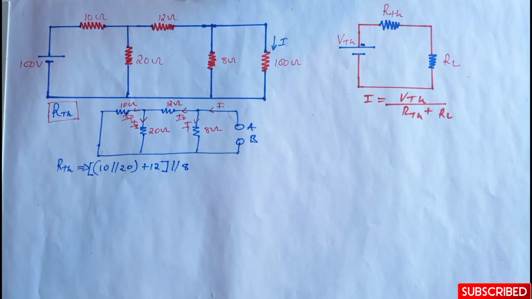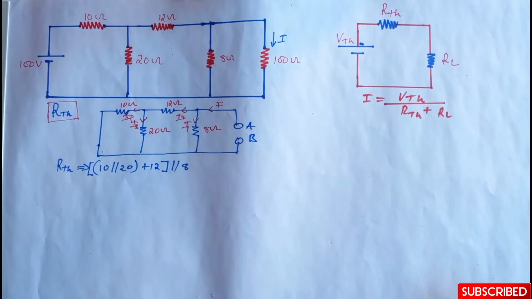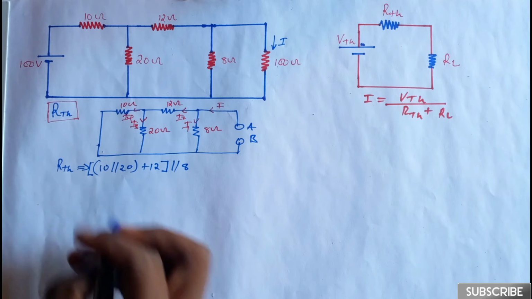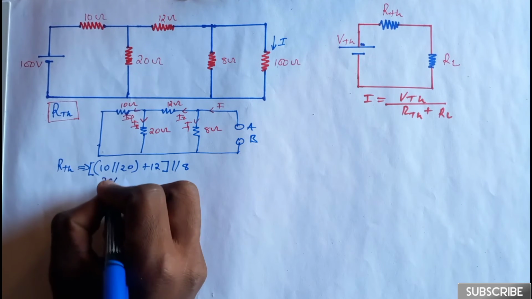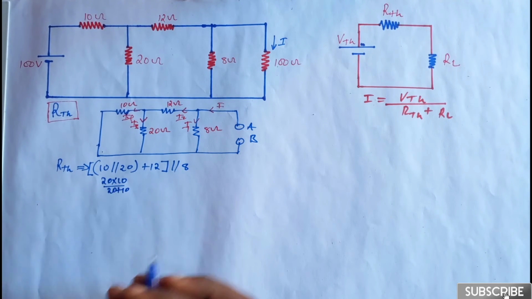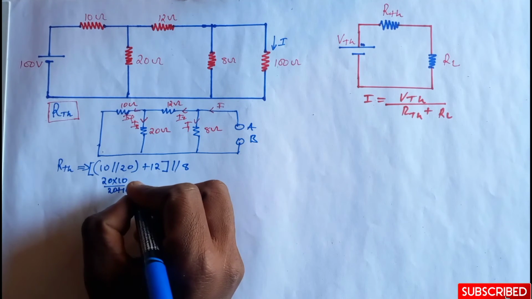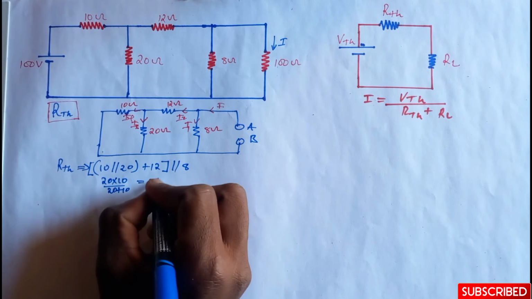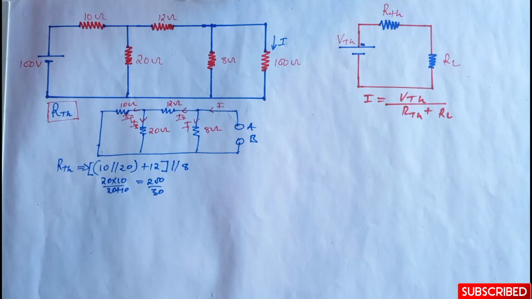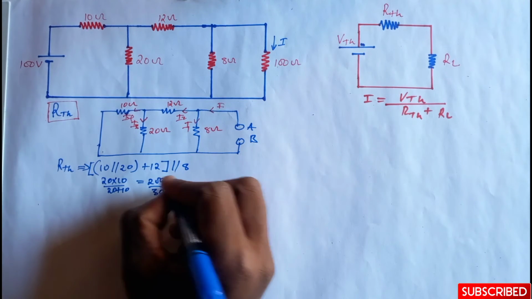Okay, I think now we can calculate the total resistance. For resistors which are in parallel, resistance is equal to product over sum. So now let's find the total resistance. We're going to say 20 times 10 divided by 20 plus 10, and we're going to have 200 divided by 30, okay? And then we add the 12.